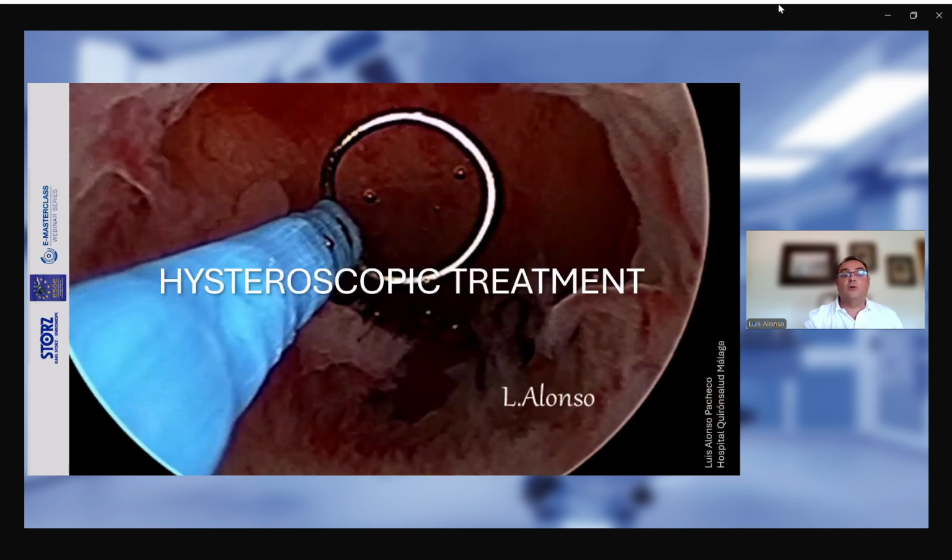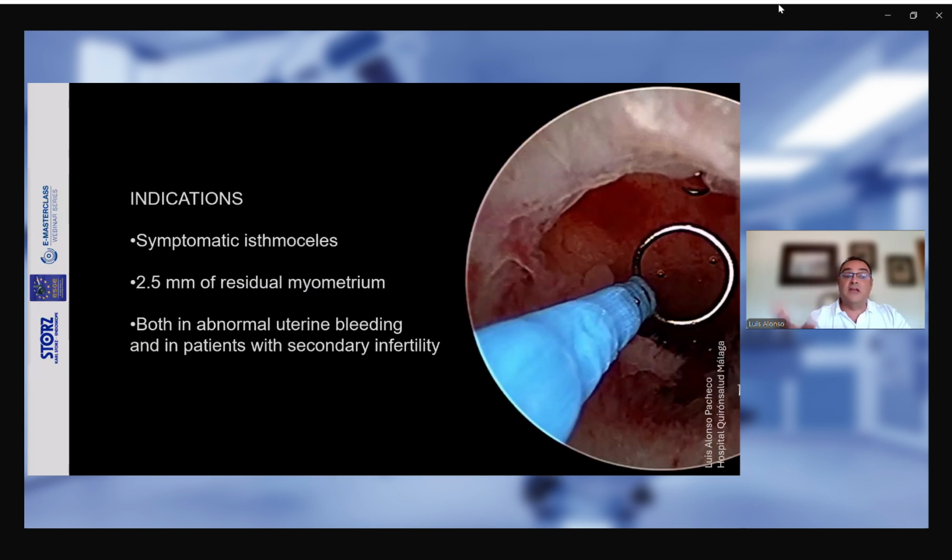And regarding what I call the symptomatic technique, we have the hysteroscopic treatment, the surgery to treat the symptoms, but not to restore the normal anatomy of the defect. Indications: symptomatic isthmocele, more than 2.5 millimeters of residual myometrial thickness. This is important, both in cases of abnormal uterine bleeding and in patients with secondary infertility.